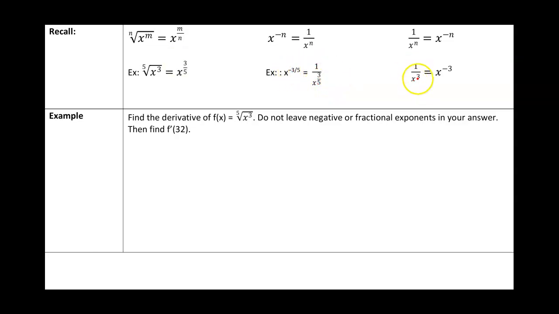And 1 over x cubed is equal to x to the negative third, because we want to move this to the numerator, and when we do, the exponent changes signs.